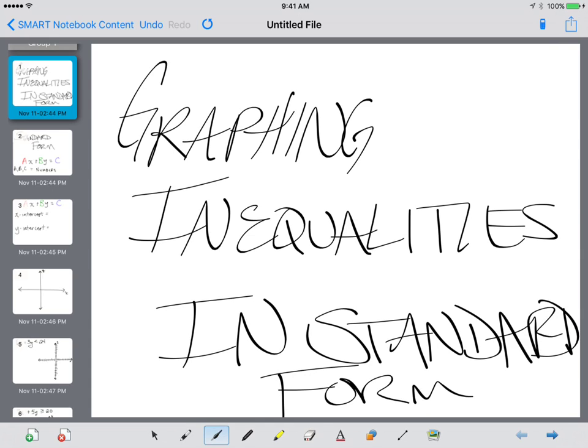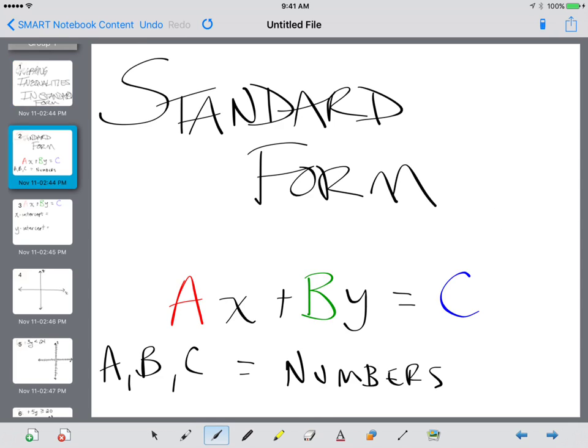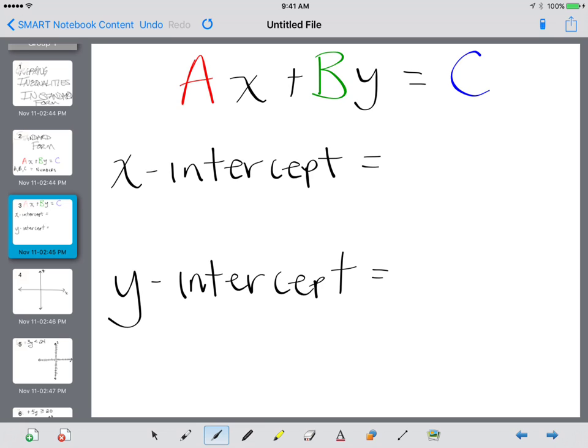Welcome to this lesson on graphing inequalities in standard form. Now, standard form is when we have an equation that's of the form ax plus by equals c, where a, b, and c are numbers. In order to graph something that's in standard form, we're going to find the x-intercept and the y-intercept.